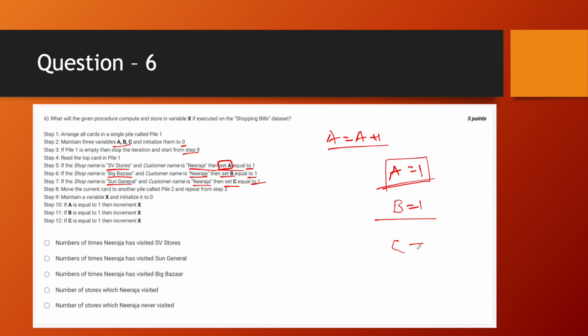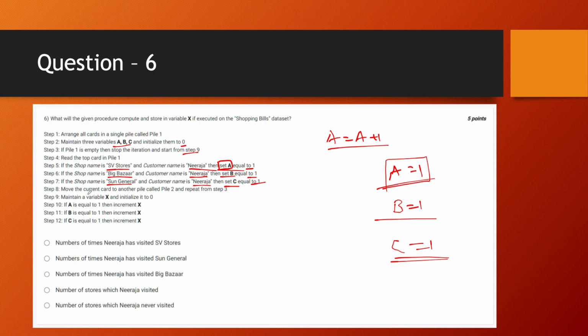So as you can see, if Nirja has visited either of SP Stores, Big Bazaar or Sun General at least once, then if she has visited SP Stores at least once, the value of a would be 1. If she has visited Big Bazaar at least once, the value of b would be equal to 1. And if she has visited Sun General at least once, then the value of c would be equal to 1. So we are not counting the number of times that Nirja has gone to each store. We are just seeing if Nirja has visited either all of these stores or at least one of these stores once.